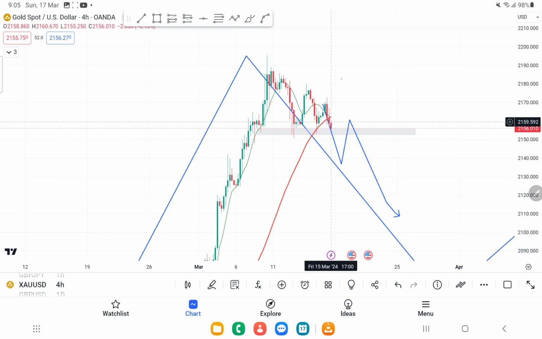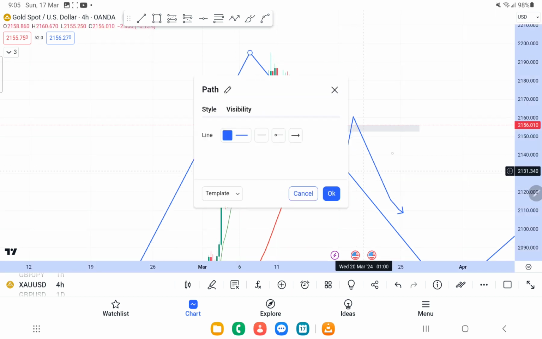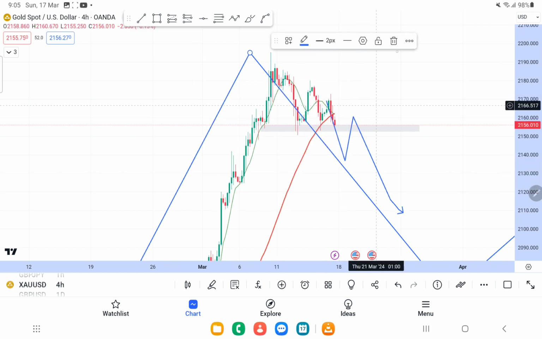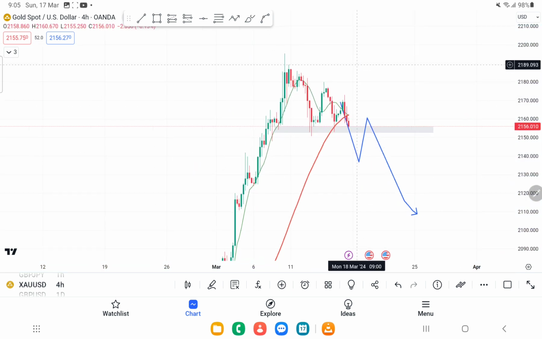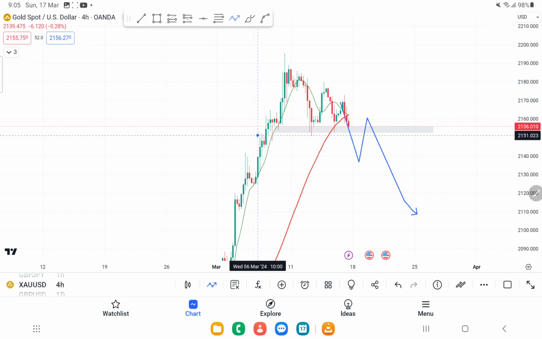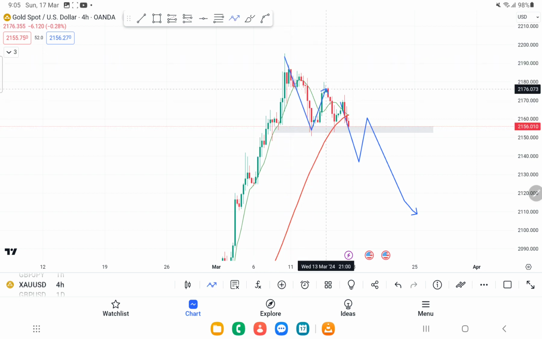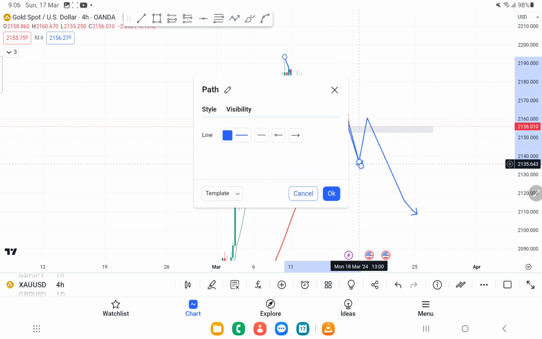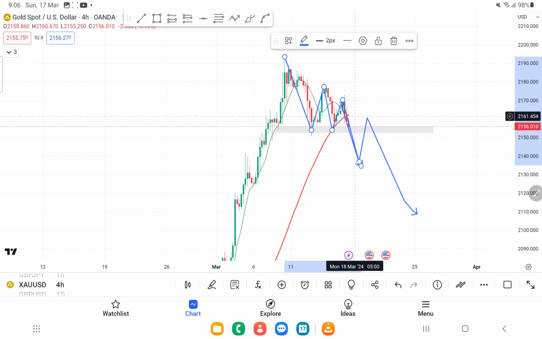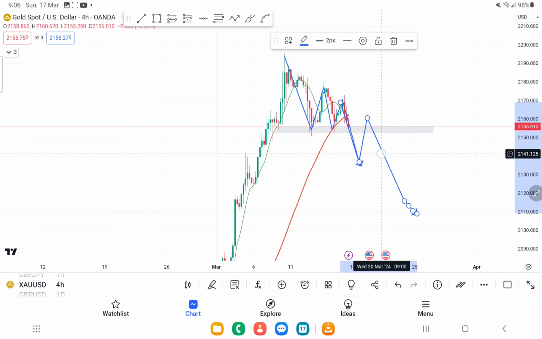All right. So this is our outlook for gold next week. As you can clearly see, we've been having lower highs, but the lows have been the same. So we'll be expecting it to break out of this particular support zone before we look for potential sells.